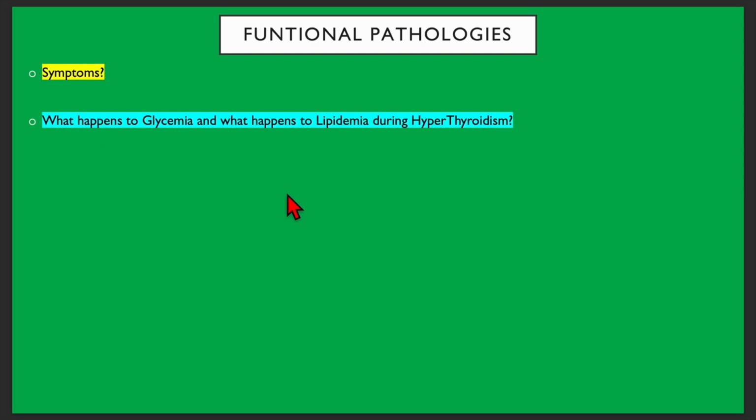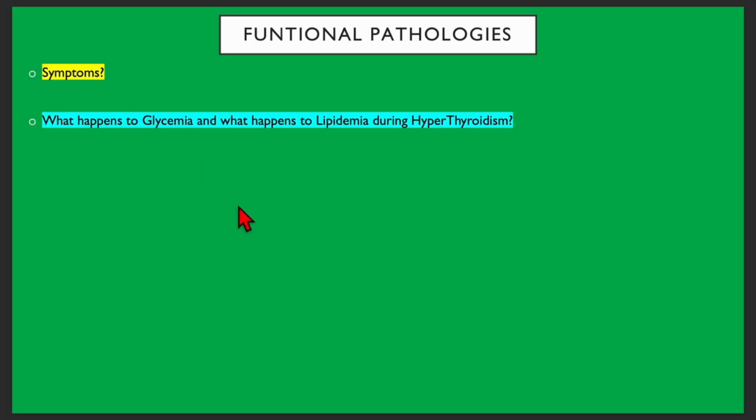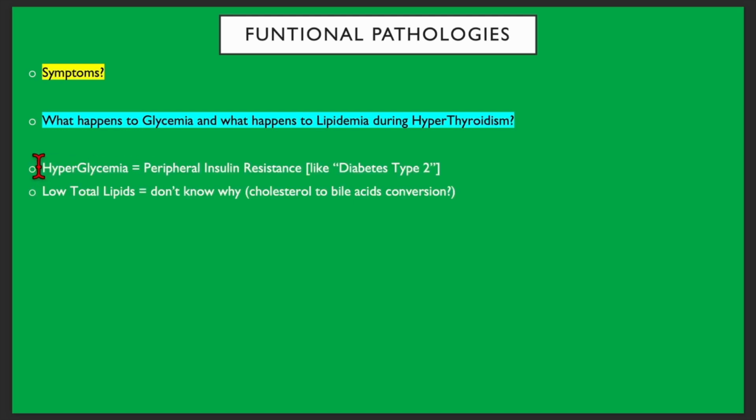Do you know what happens to the glycemia and what happens to the lipidemia during hyperthyroidism? What happens to the metabolism? Go up or go down? Glycemia, lipidemia? Go up, maybe? Which one, glycemia or lipidemia? Glycemia? Okay, why would glycemia go up? No, sorry, I would say lipidemia. If it increases glucose breakdown, so maybe lipidemia should increase. Okay, so basically hyperglycemia, it becomes like diabetes type 2.